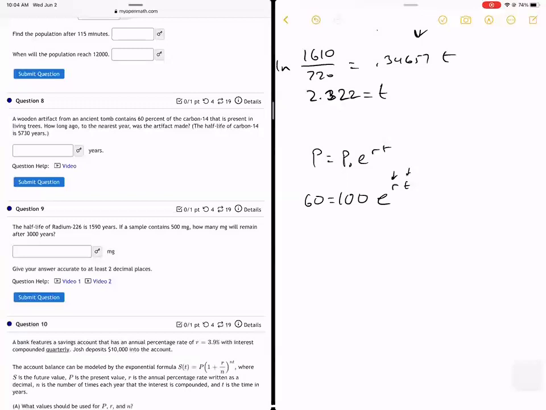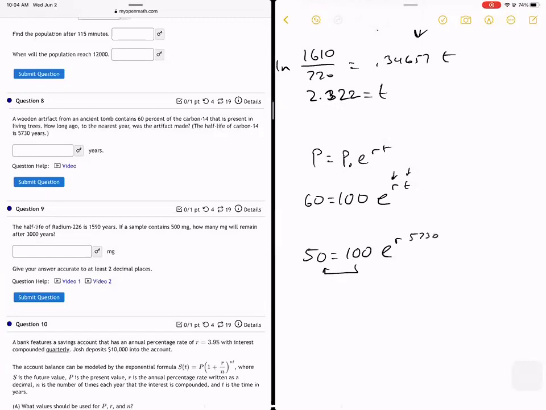So for these problems, we have to first start with what's given. And what's given here is that last part. The half-life of carbon-14 is 5,730 years. So this can be written as: how much do I end up with, how long does it take me to get to half? e to the r, and then the half-life is 5730.